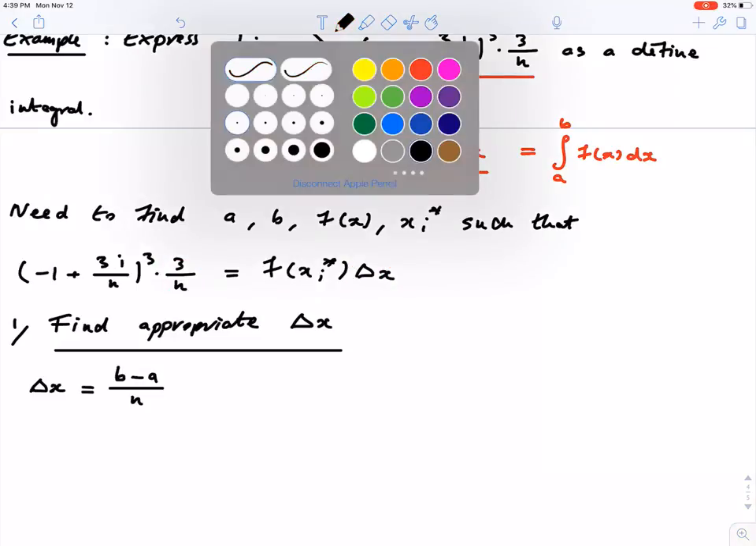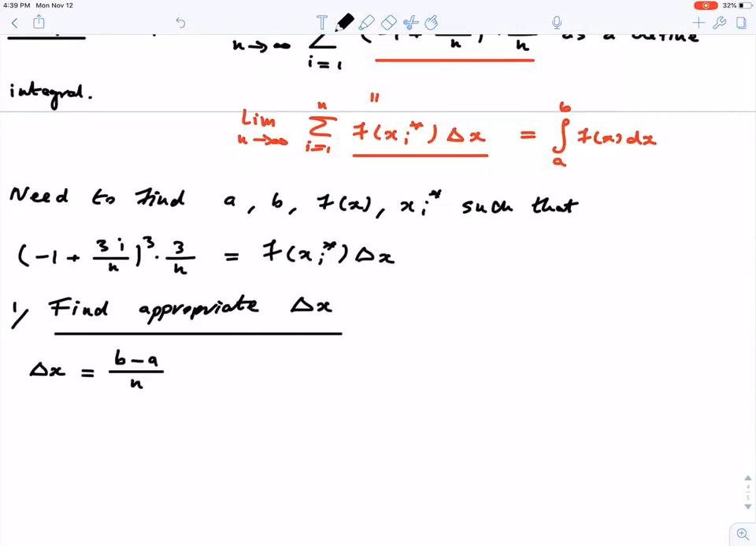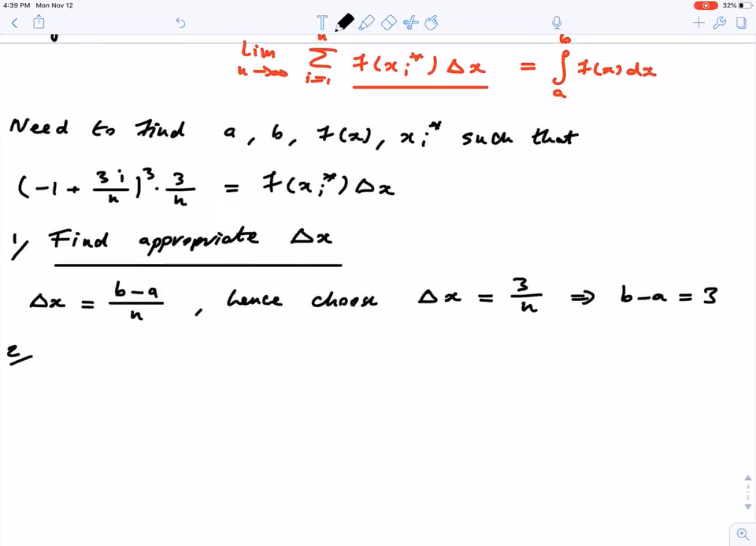I should say there are many different ways to do what I'm about to do. We just want to choose the one that's least painful. So hence we should choose, let's choose delta x to be equal to 3 divided by n. It kind of makes sense by the way we've set things up. So what does this tell me? Well, this tells me the difference between a and b is equal to 3. Now I don't know what a is and don't know what b is yet, but I do know the difference is 3. So next, let's try to find appropriate a and b.